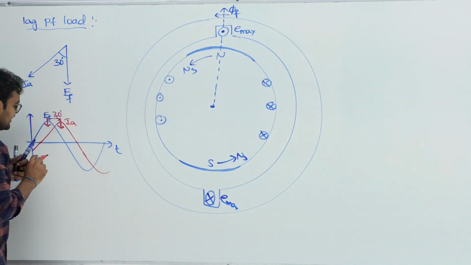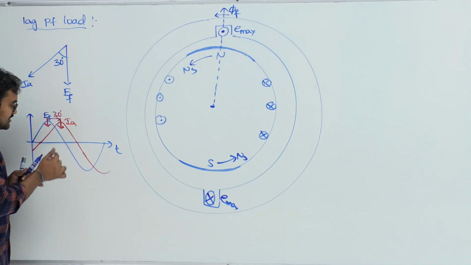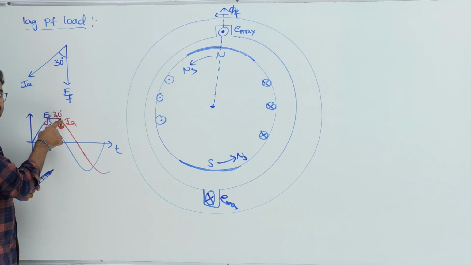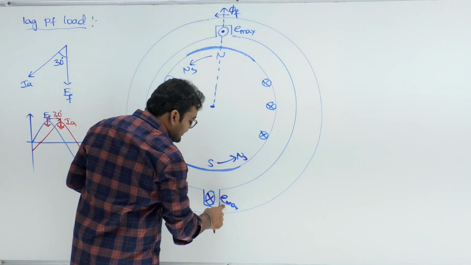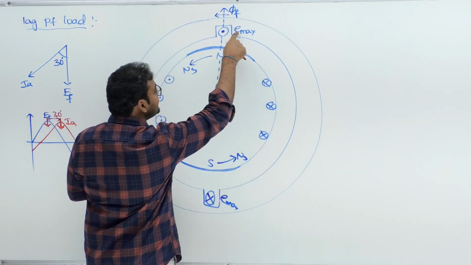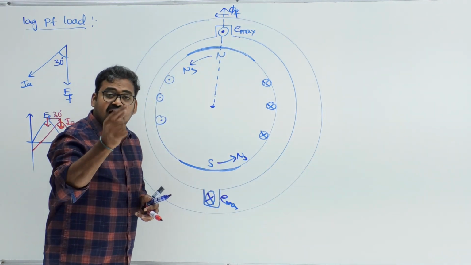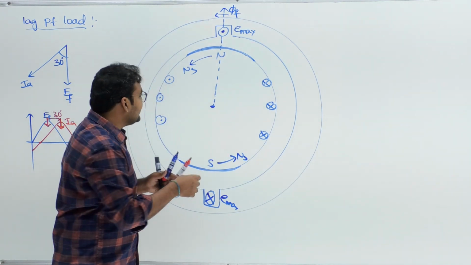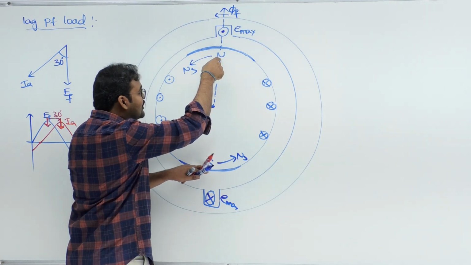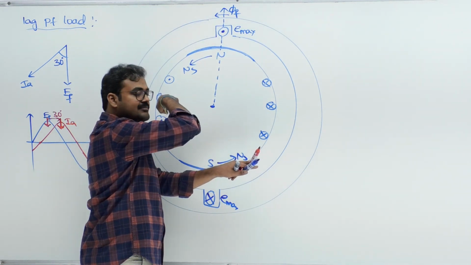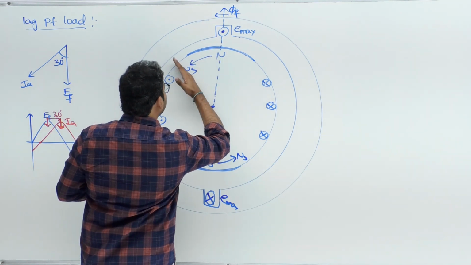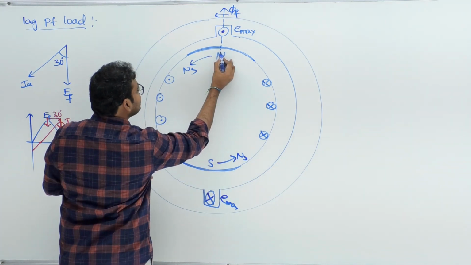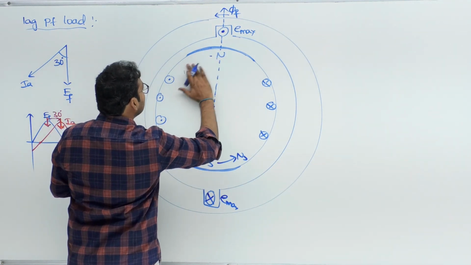We just studied that as it is a lagging power factor condition, maximum current will come after 30 degrees from maximum EMF. Presently, in stator winding, is EMF maximum or current maximum? EMF is maximum. Therefore, maximum current will come into picture after 30 degrees. After 30 degrees, can I say this north pole and south pole will rotate definitely after some time? So, this north pole will rotate by 30 degrees, south pole will rotate by 30 degrees. If north pole rotated by 30 degrees, I can say this north pole may come to this position.